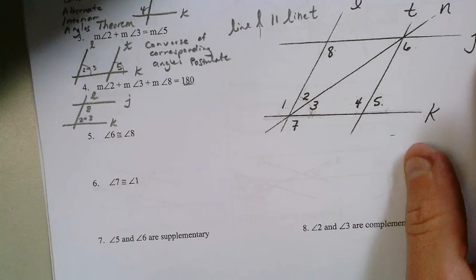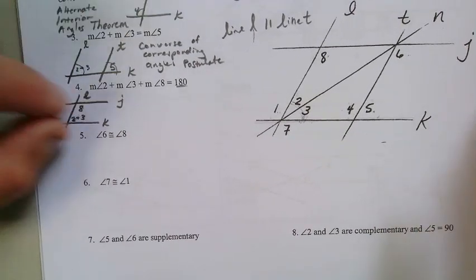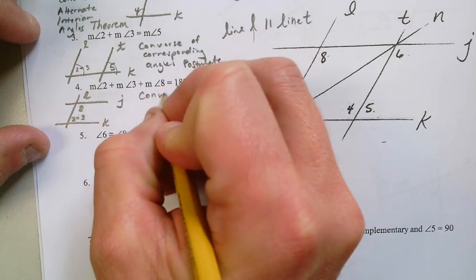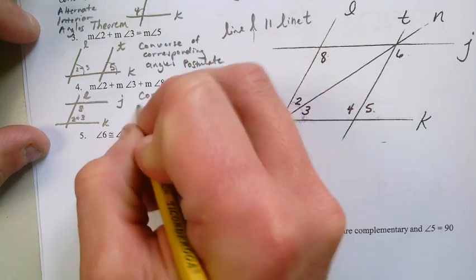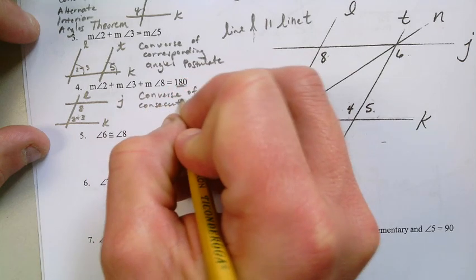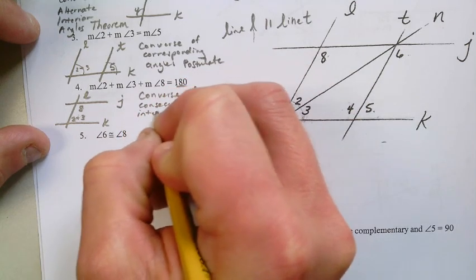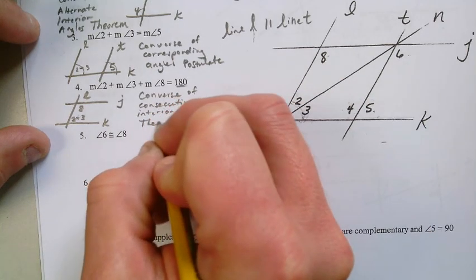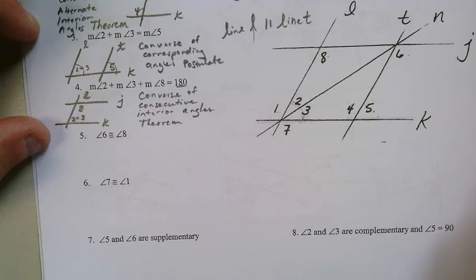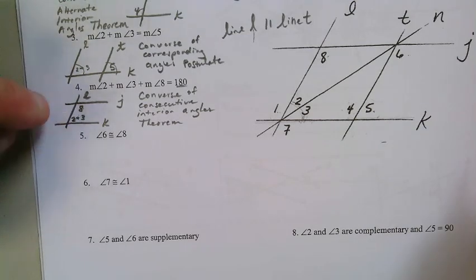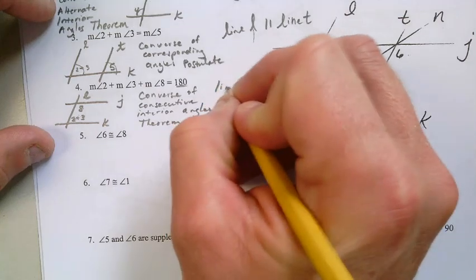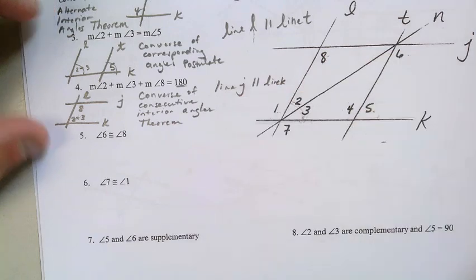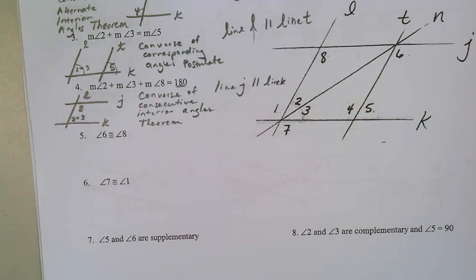There we go. That looks better. So if they're consecutive interior angles and they're supplementary, I'm going to say something like this: the converse of the consecutive interior angles theorem. And then L is the transversal, so J and K have to be parallel. So line J is parallel to line K. Okay, so again, hopefully that's making sense.